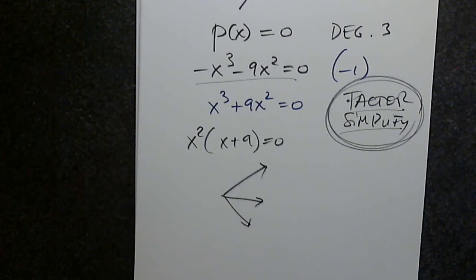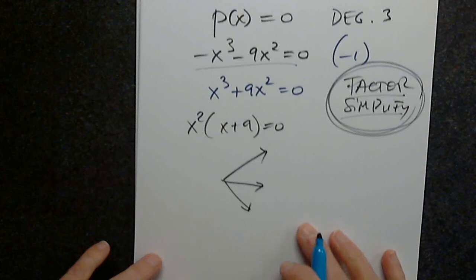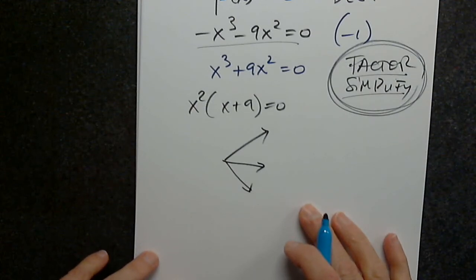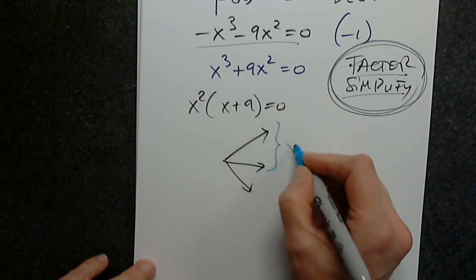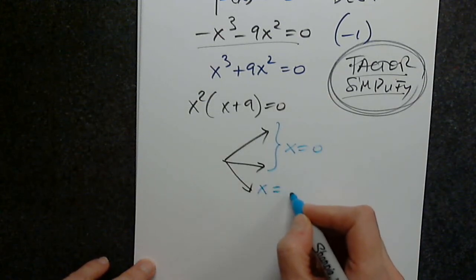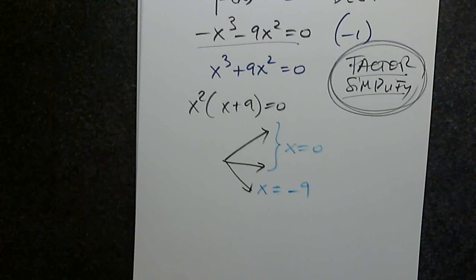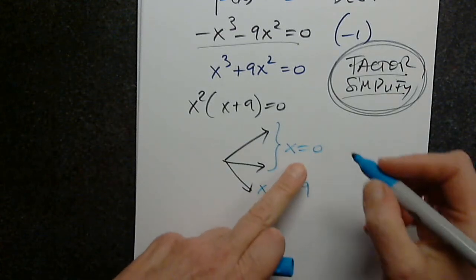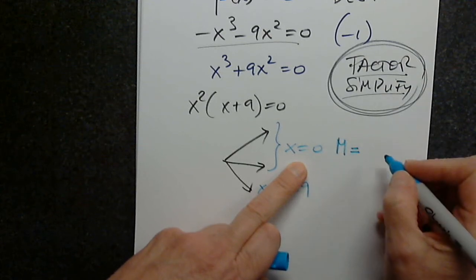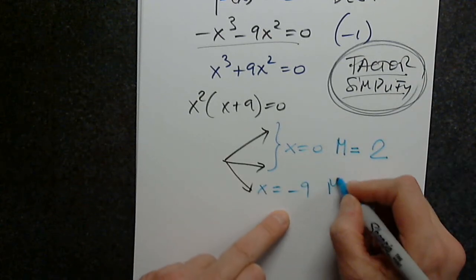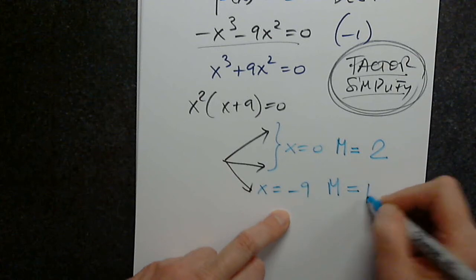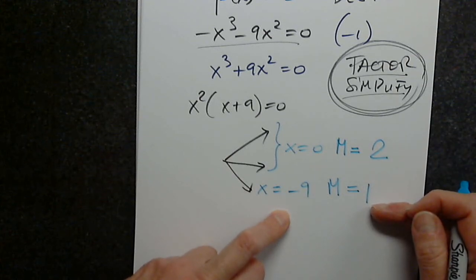Perfect. So what do I get? What are the solutions here? How many times? Good. And x equals? That's it. So we have a multiplicity. What is the multiplicity of this solution? 2. What is the multiplicity of this solution? Is 2 plus 1 the degree? Perfect.